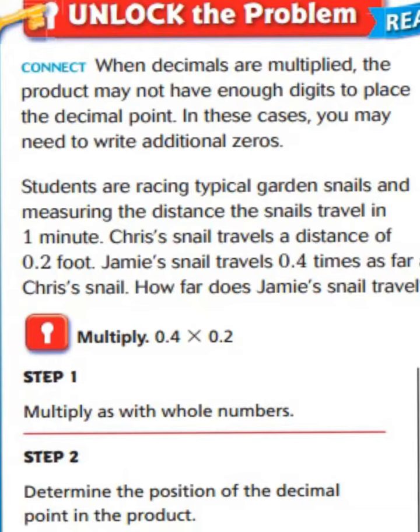Well, to begin with, let's figure out what's important within this so that we can pull it out. So we know that they're measuring the distance the snails travel in 1 minute. Chris's snail travels a distance of 2/10 of a foot. That's Chris's snail. And we know Jamie's snail travels 4/10 times as far as Chris's snail. Now our question is, how far does Jamie's snail travel? Well, we know that we must begin by multiplying. So we'll multiply 4/10 times 2/10.